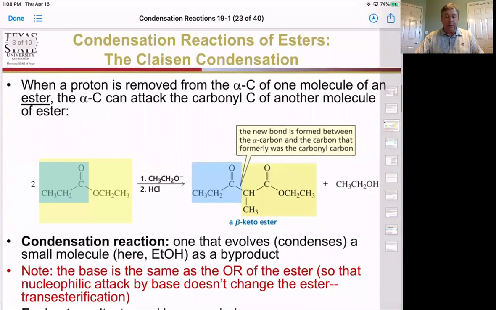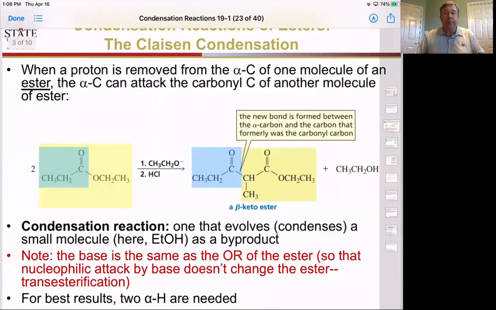Let's talk about that in a little more detail. When the proton is removed from the alpha carbon of one of the esters, it creates the enolate that can then react with the other ester. And in the process of reforming the carbonyl compound, it spits out ethanol. Note that when we do this, we always spit out a small molecule like water, but in this case, it's ethanol. We typically use the same base as the alkoxide of the ester we're using. In this case, we're using the ethyl ester, so we want to use the ethyl alkoxide. If we had the methyl ester, we would want to use the methyl alkoxide.